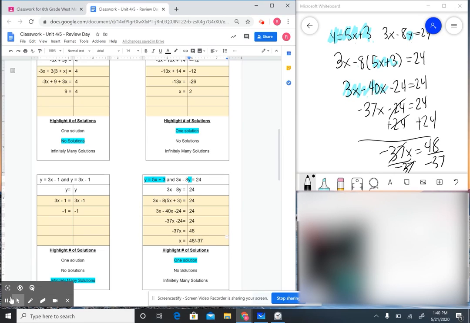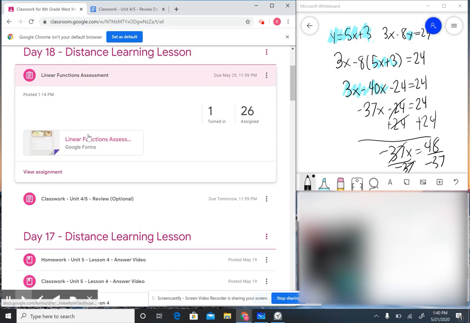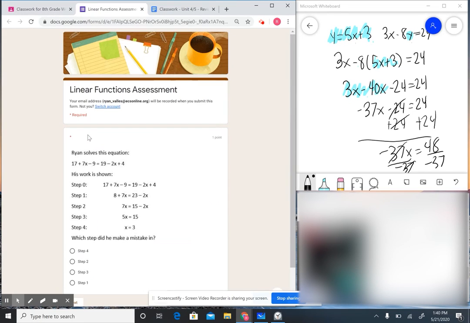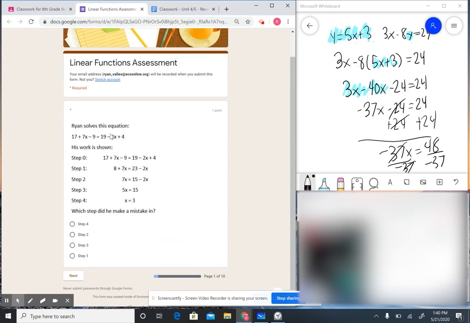It's not that bad of a problem, just takes a little more time. Because if you look back on your test, there's going to be quite a few questions about solving those, right? Like this question right here is a solving multi-step equation. Where did he make the mistake? I'm not going to tell you the answer. I'm just going to put a random answer. So don't think that's the answer.